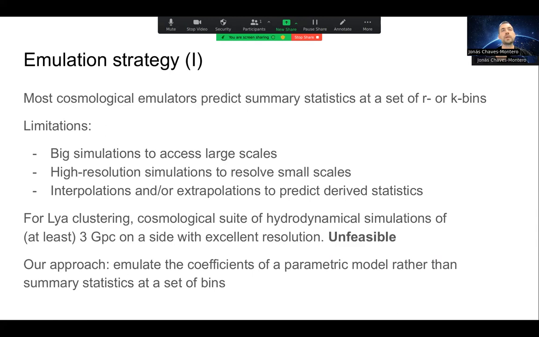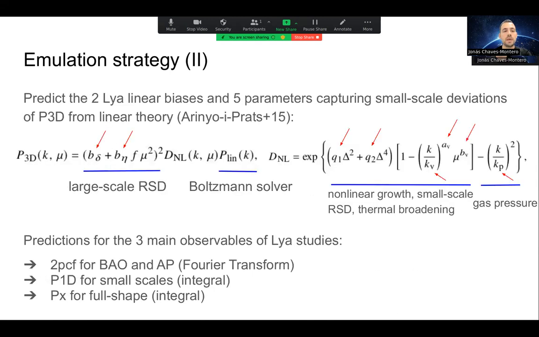In order to mitigate the impact of these different limitations, we have a novel approach, that is, emulate the coefficients of a parametric model instead of the summary statistic at a set of bins. What we emulate exactly is the two Lyman-α linear biases that set completely the large-scale behavior of the three-dimensional power spectrum and 5 parameters capturing small-scale variations of this statistic from linear theory. And you can see this here in the first equation.